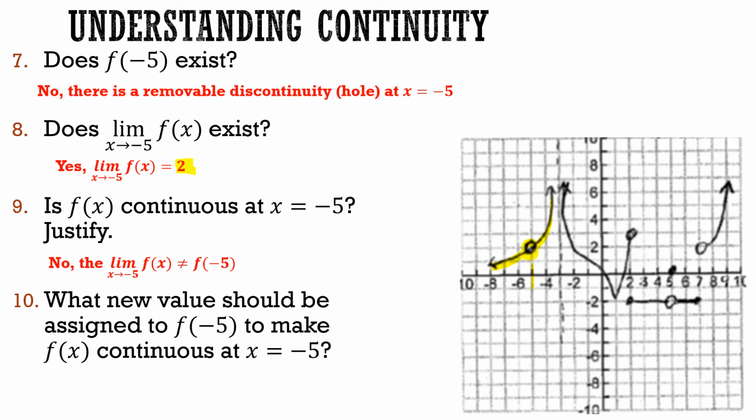All right, question 10, it says, what new value should be assigned to f of -5 to make it continuous at x equals -5? And again, what they're really asking here is, how can I close my hole? What value should I plug in at -5 to close my hole? Well, the hole happens at y equals 2, so the value I should use to close my hole is going to be 2. In other words, to remove the discontinuity, f of -5 should be 2.